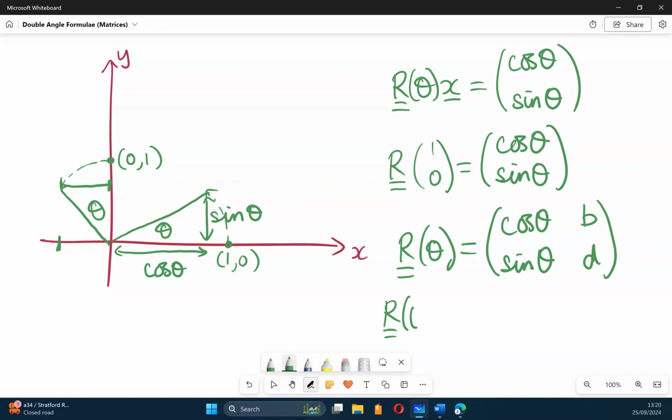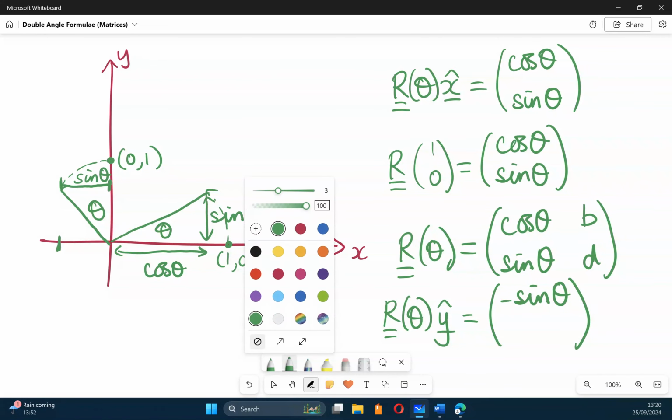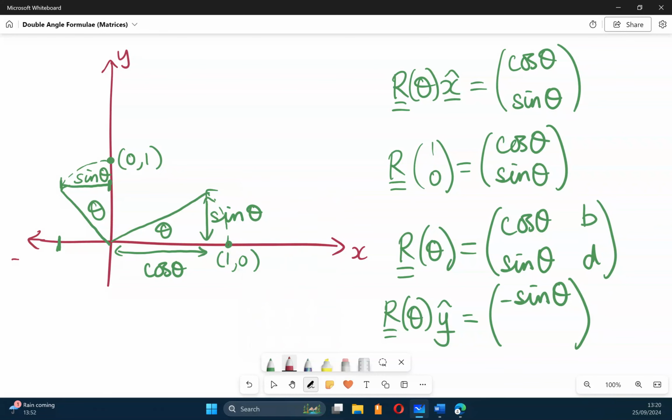So R of theta on y, so I should use the notation x hat and y hat like I did before. So R of theta on y will give a minus sine theta for the x coordinate, because it's sine theta here, and that's in the negative x direction. So I emphasize here. But then its y coordinate will be a cosine term, because notice its y coordinate is adjacent to the angle, and it's in the positive y direction. So it's cosine theta.